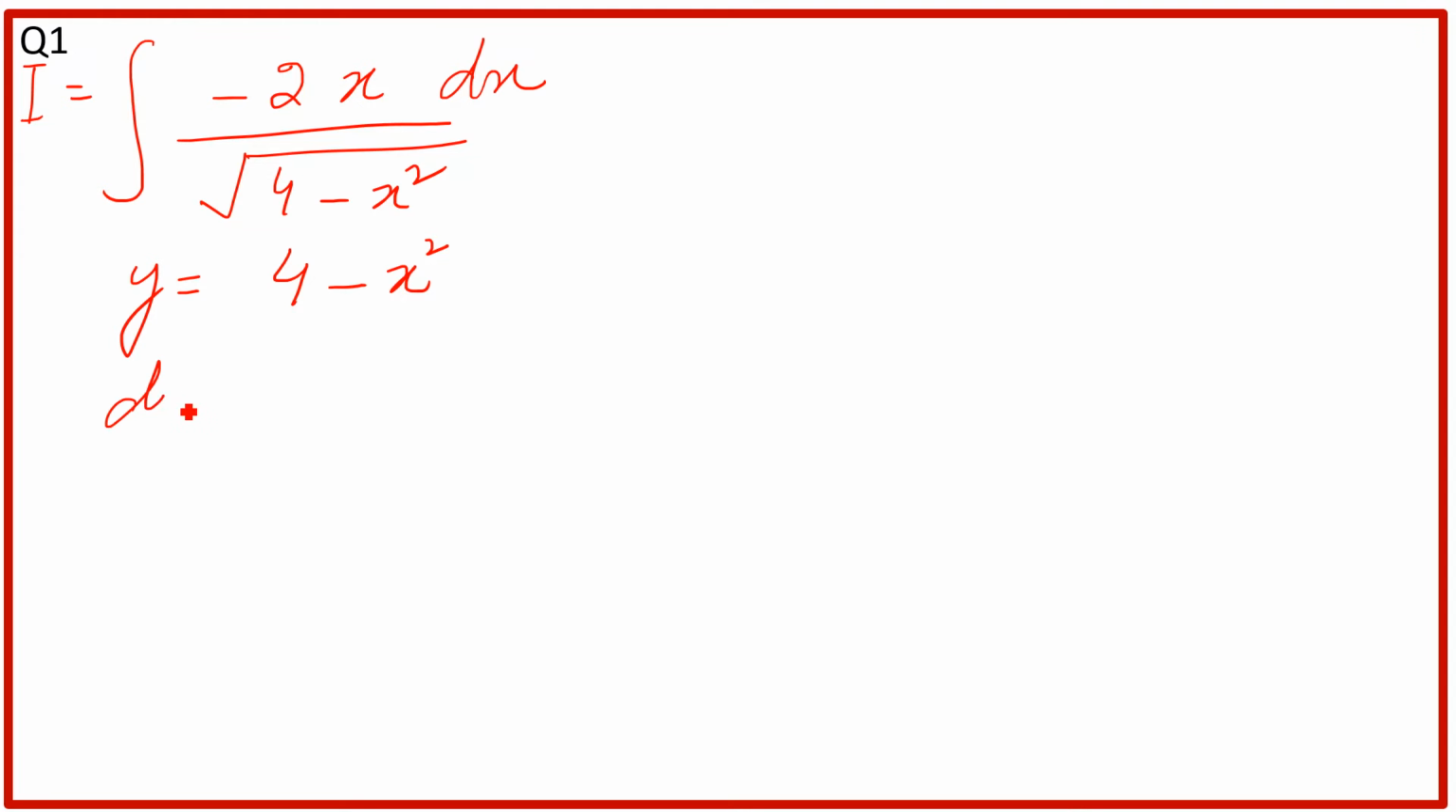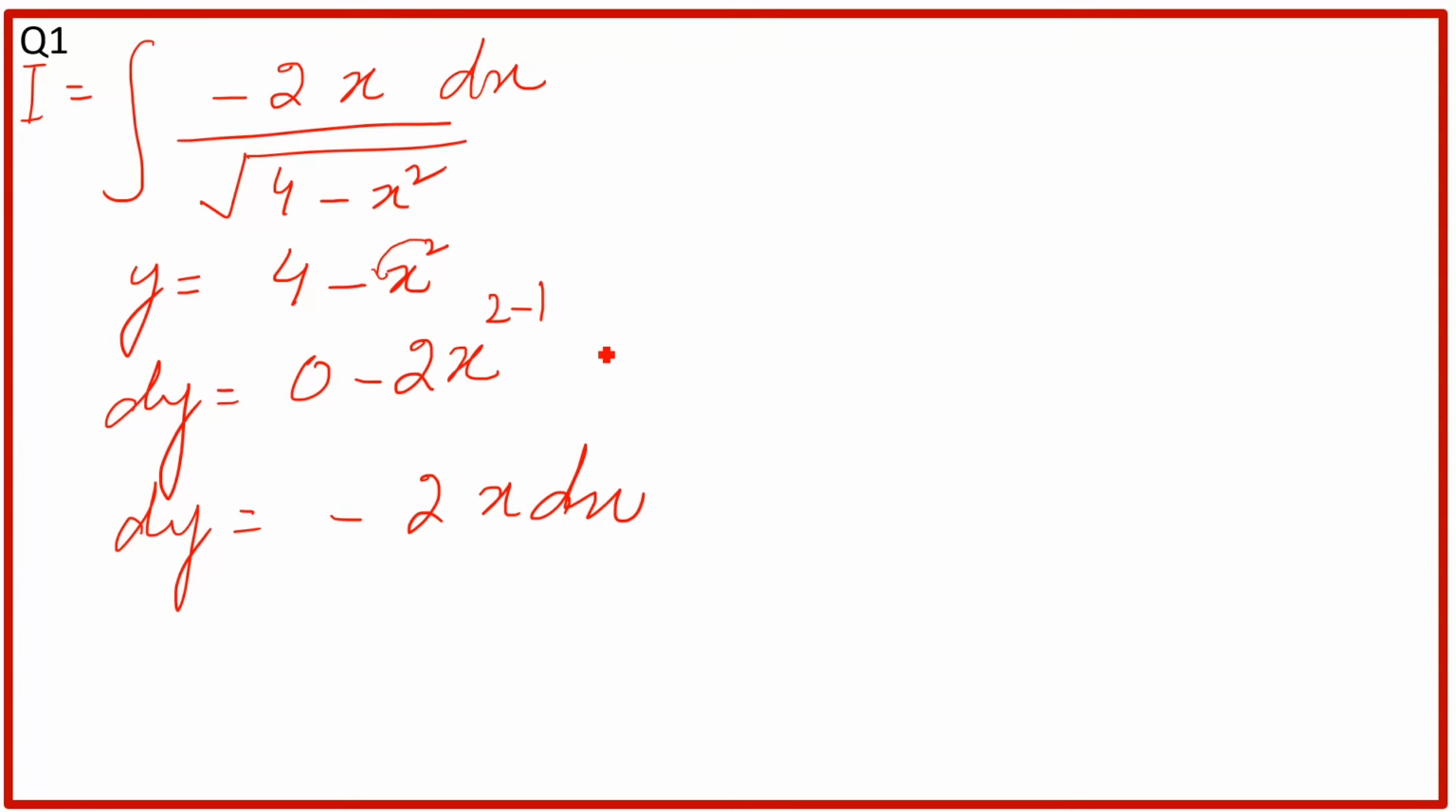So dy, what should be the derivative? It is 0 minus 2 this, right? How will we take the derivative? This is the coefficient, x power will reduce by 1. So dy is equal to minus 2x dx. So see, in the numerator, minus 2x dx. So the derivative of the function is available in the numerator. Instead of minus 2x dx, I can write dy, because this is equal to this dy, right?